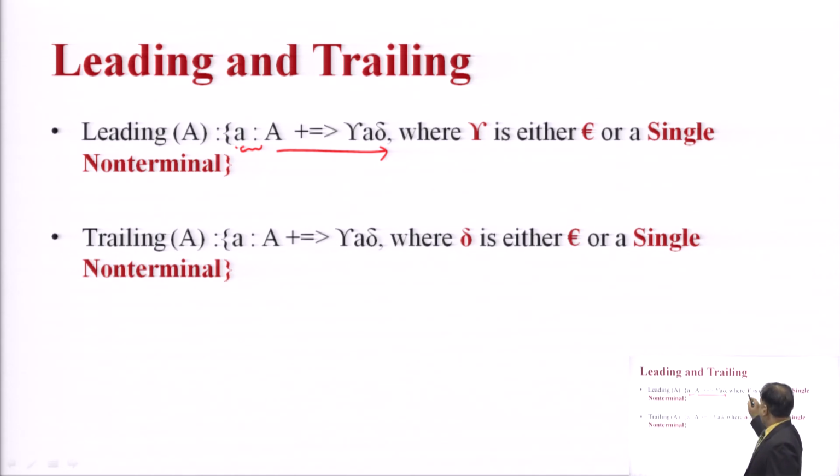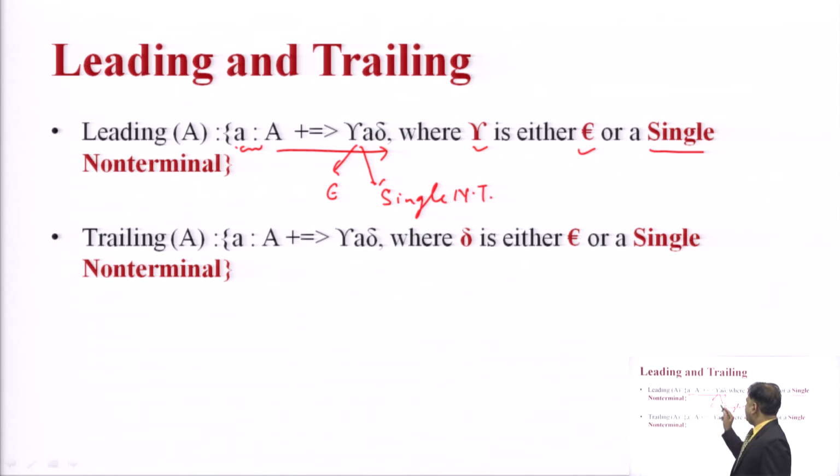Where gamma is either epsilon or a single non terminal. So if I see here that gamma is either epsilon or a single non terminal, then each small a will be in the set of leading of A. That means the first terminal of this production will be in the leading of A.